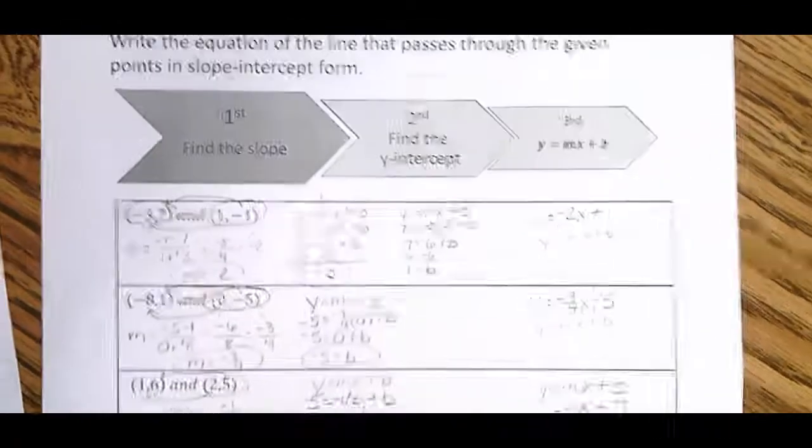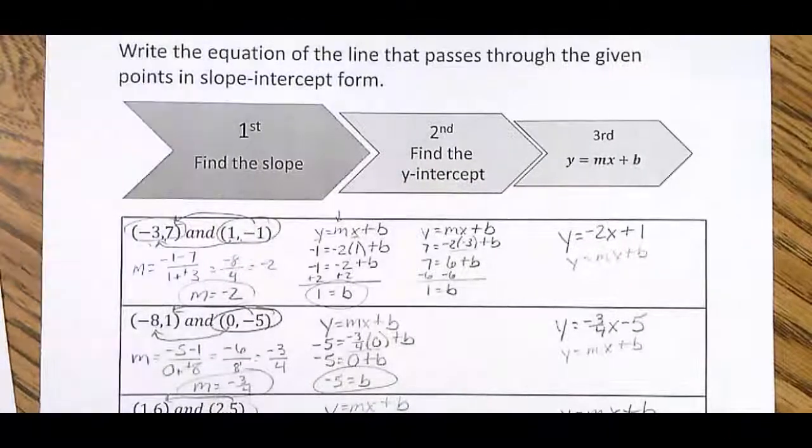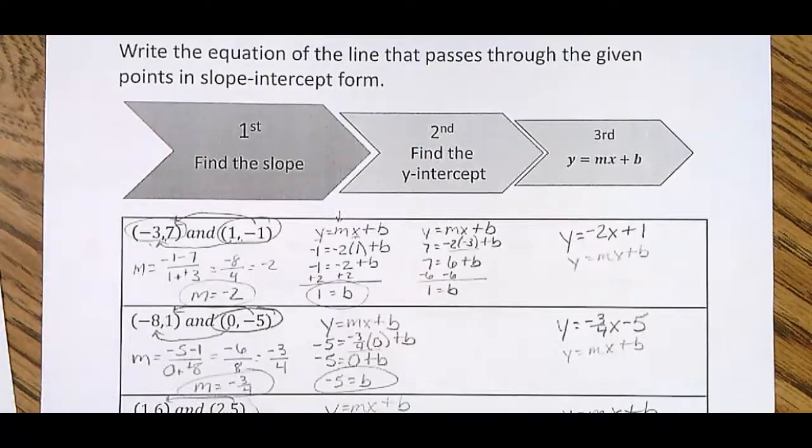So just a quick reminder. First things first, find the slope. Use the slope and one of the points you've been given to find the b. Once you have the b, now you can write it in y equals mx plus b.